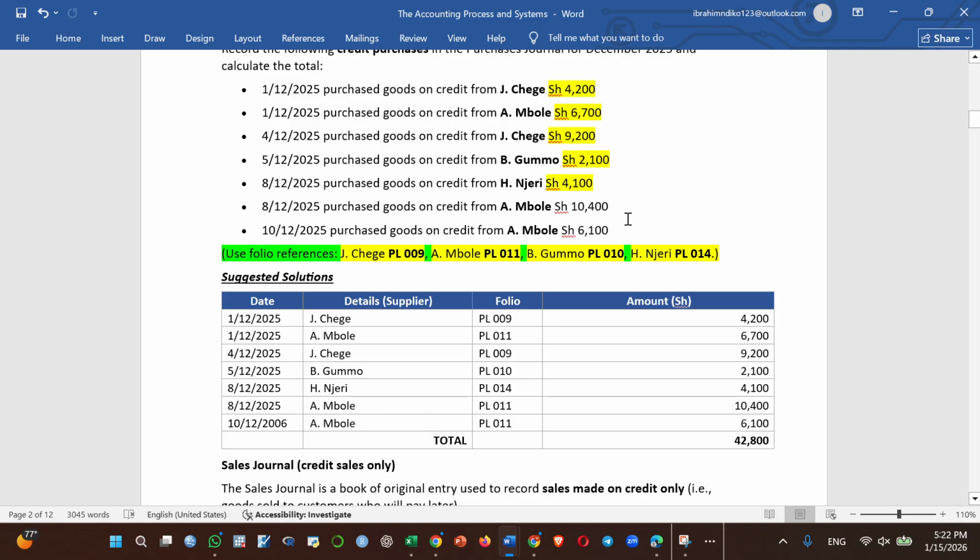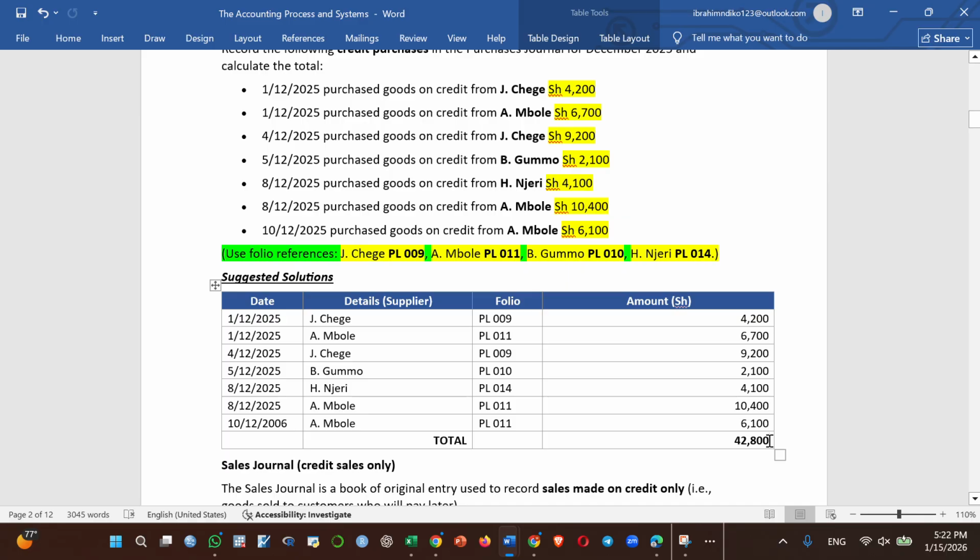Then on date 8, we have Mbole made a credit of 10,400. You can see here we have 10,400. Mbole reference number is PL11. You can see it there. Then still Mbole also did another purchase on credit of 6,100. That one. Then you add the total.